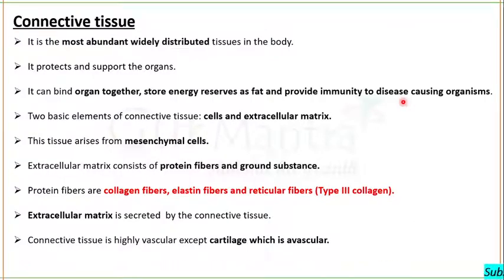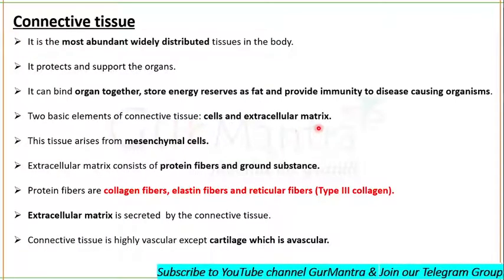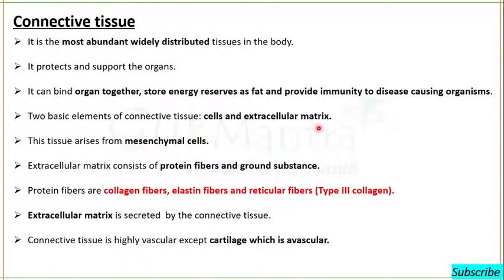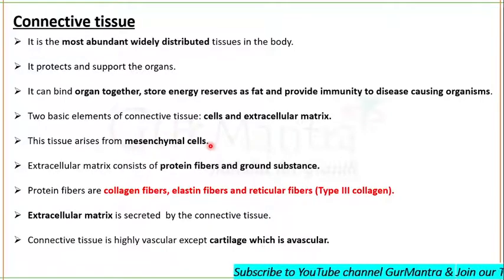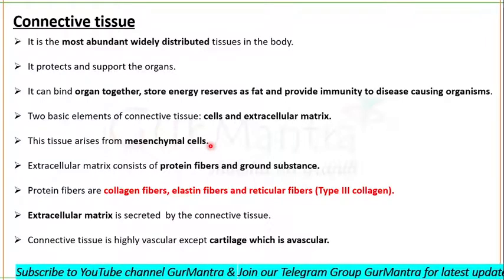Okay, so there are two basic elements of connective tissue: cells and extracellular matrix. Connective tissue arises from mesenchymal cells. Remember, connective tissue is mesodermal in origin and it arises from mesenchymal cells, right?